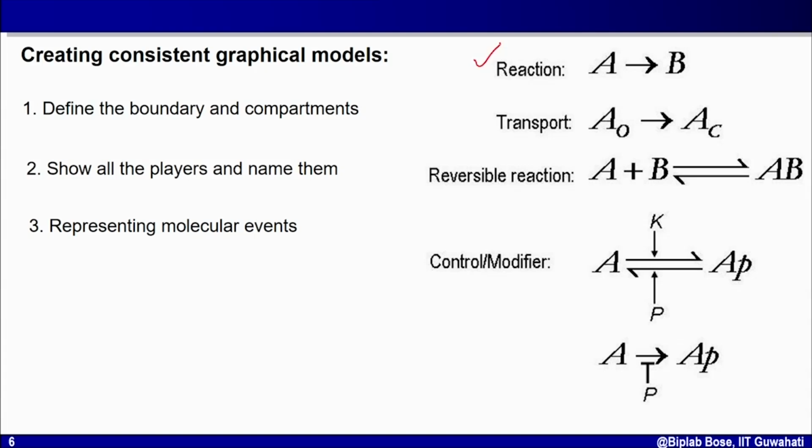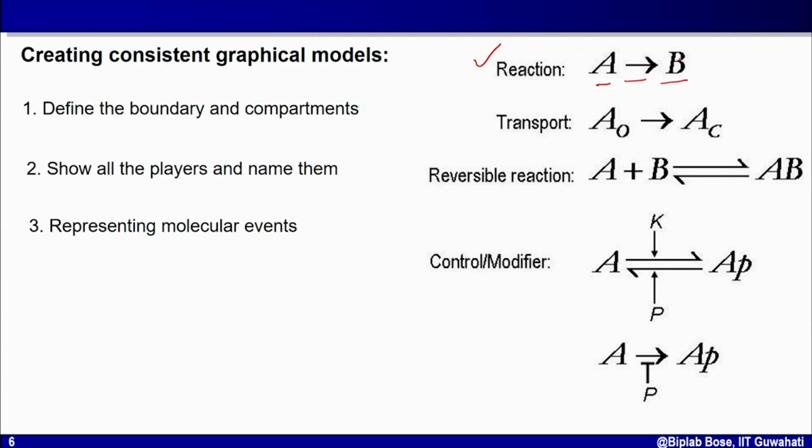That does not mean that it is an exhaustive list, but I want to give you an example of how we consistently draw certain molecular processes. The first one is a simple reaction. A is becoming B. So you just represent that by A to B, by an arrow with an arrowhead at the product.